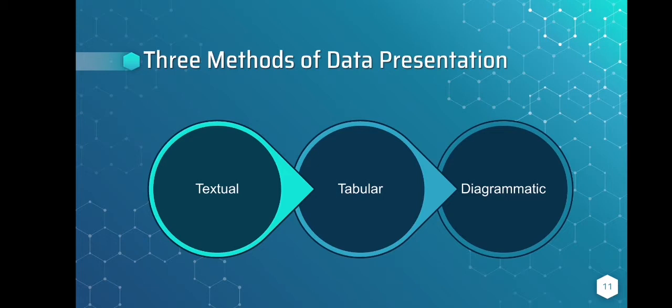The next is tabular. This is where data is presented using tables and graphs. It is a format for presenting data in rows and columns. Lastly, diagrammatic. This method of data presentation and interpretation conveys a great deal in a limited period of time. The types of diagrammatic presentation are geometric diagram, bar diagram, pie chart, frequency diagram, and histogram.